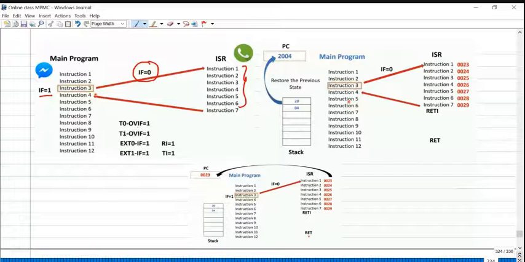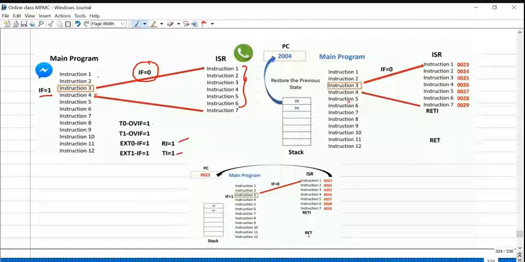So we know the timer 0 overflow flag bit, the timer 1 overflow flag bit. Similarly, the external interrupt 0 flag bit is available. The external interrupt 1 flag bit is available. For serial port communication, the corresponding flag bit is available.